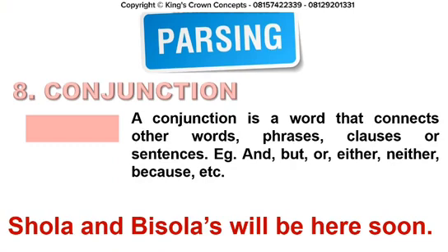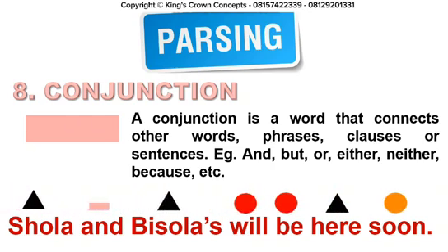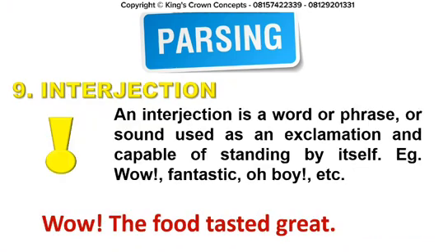Now the eighth part of speech is conjunction, and we'll have this sentence, Shola and Bisola will be here soon. That is a spelling error. Bisola, not Bisolas. Shola and Bisola will be here soon. So immediately you've taught them what conjunction is, show them the symbol, you go into passing immediately and they pass it. It's also looking beautiful, and they'll continue doing this frequently.